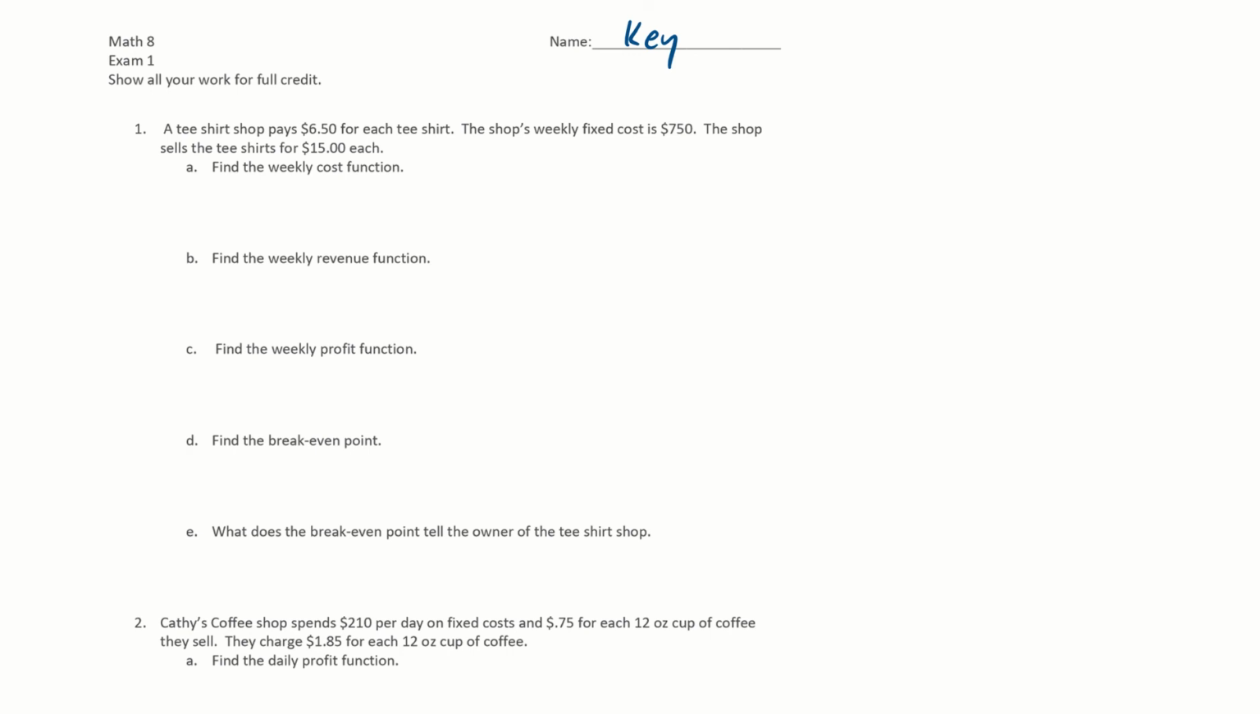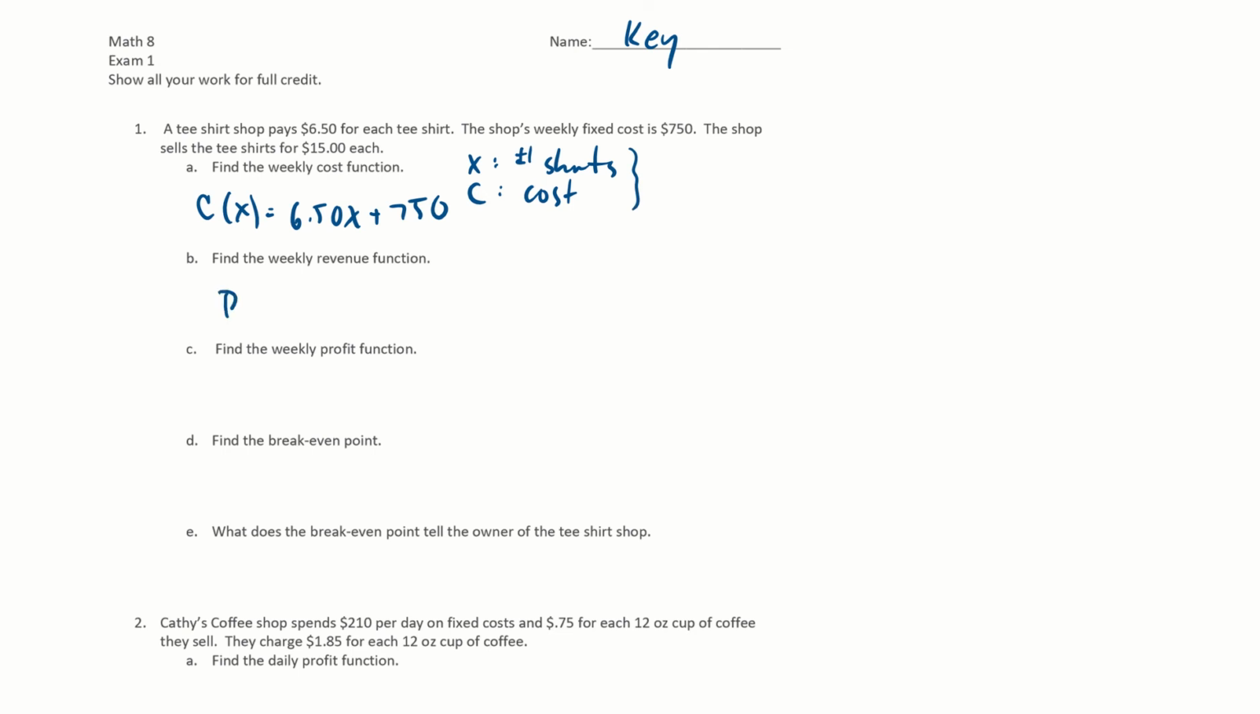Okay, t-shirt shop pays $6.50 for each t-shirt. The fixed cost is $750. The shop sells the shirts. So we're going to let X be the number of shirts and C be the cost. Then we've got C of X equals 6.50X plus 750. If you did this and did not identify the variables, I took a point off.